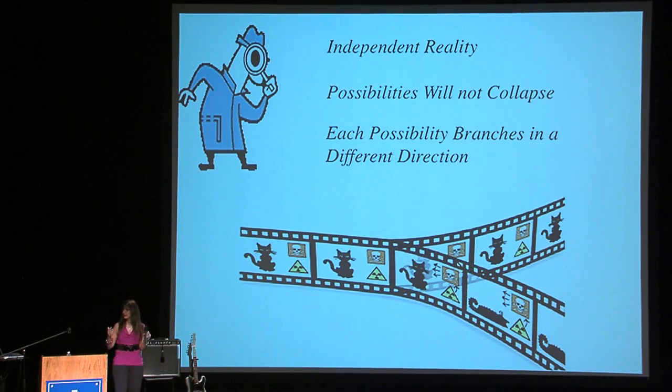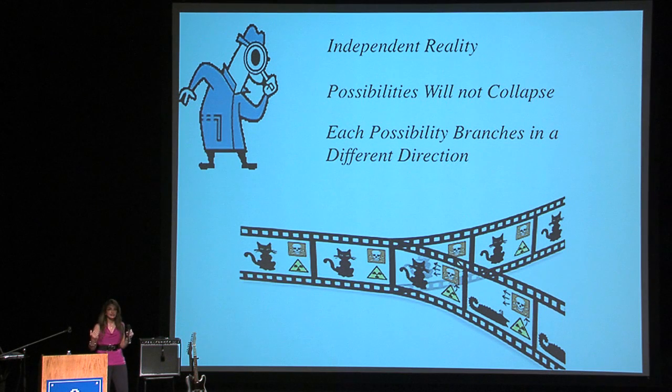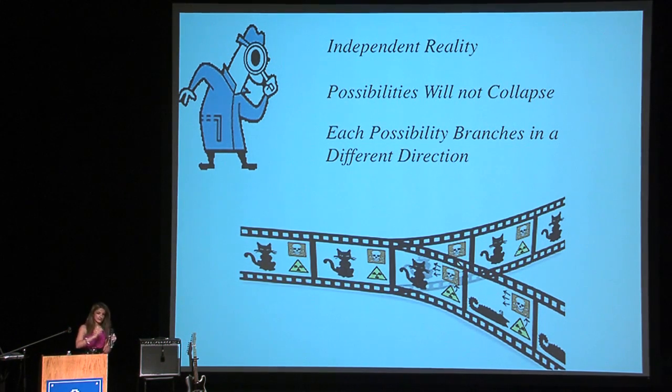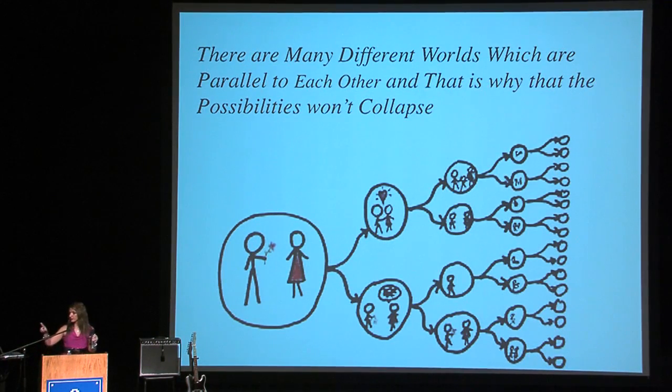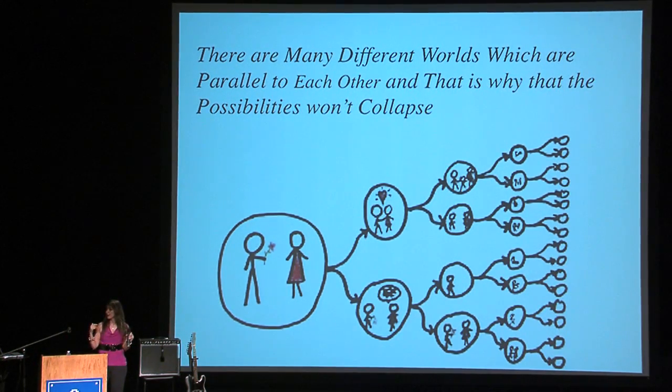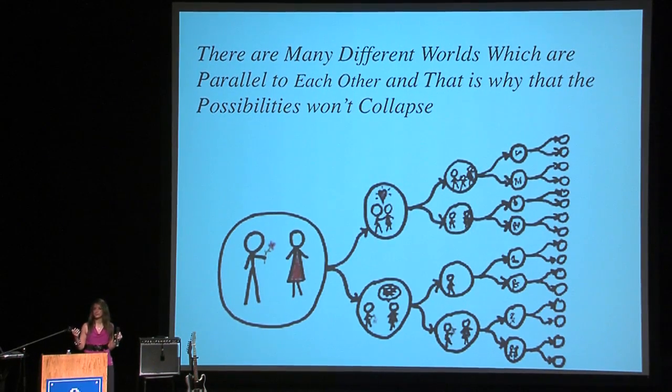Imagine an independent reality, a reality where possibilities will not collapse. So each possibility will branch in a different direction. There is a dead cat and there's an alive cat, each just branching in a different direction. So there are many different worlds which are parallel to each other, and that's why the possibilities won't collapse.